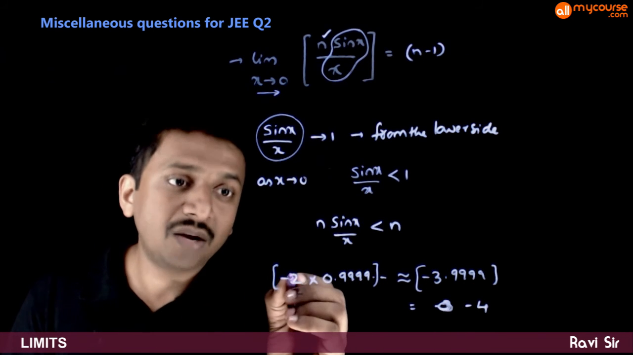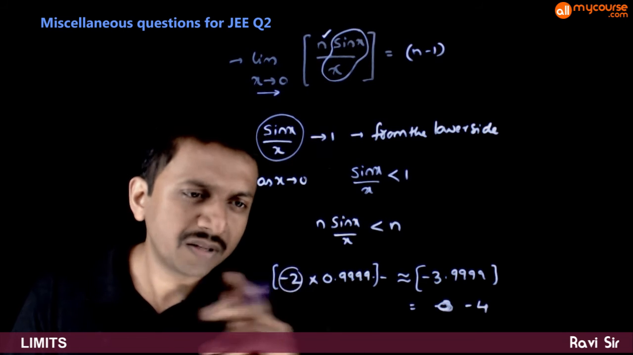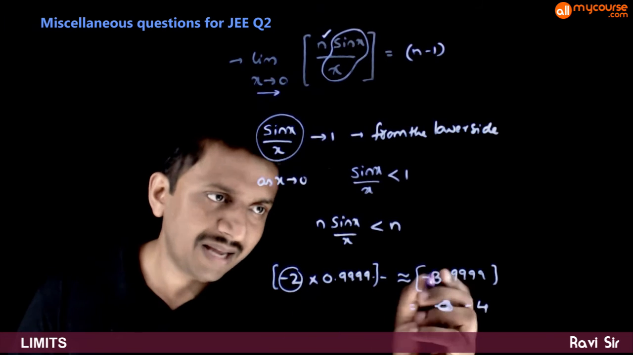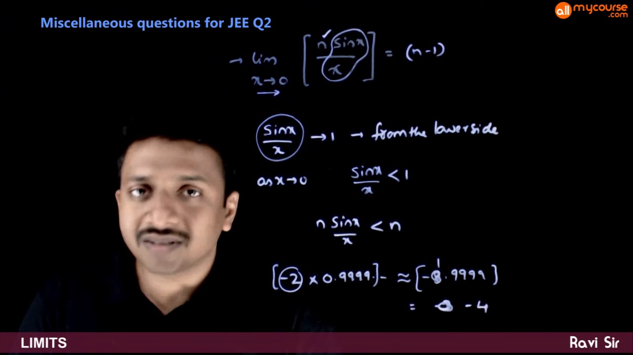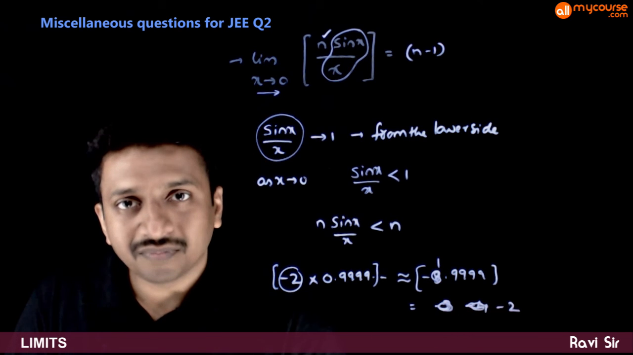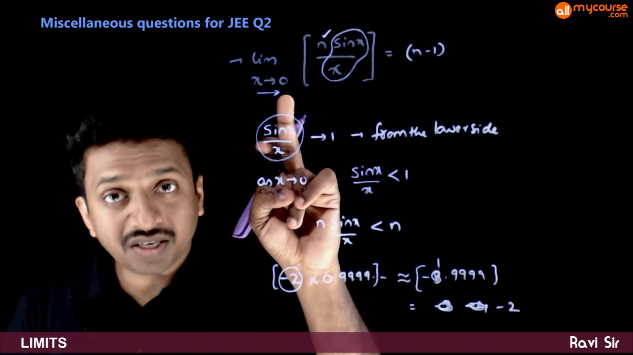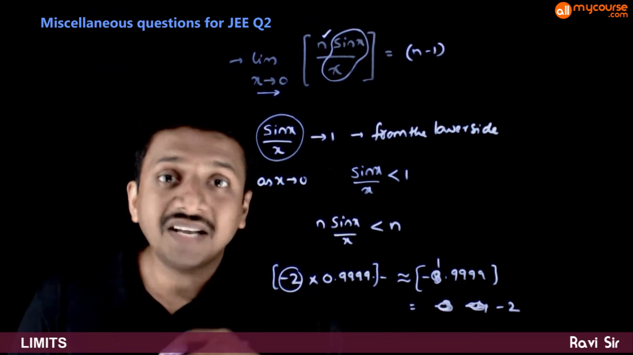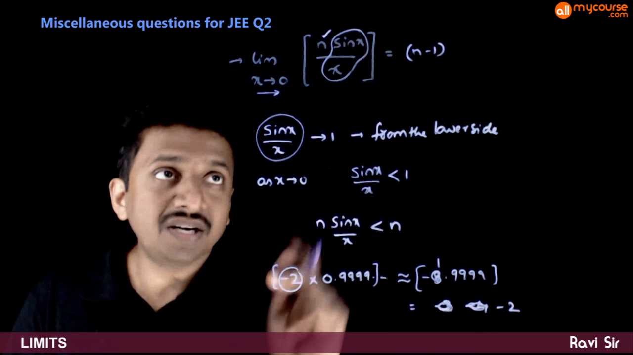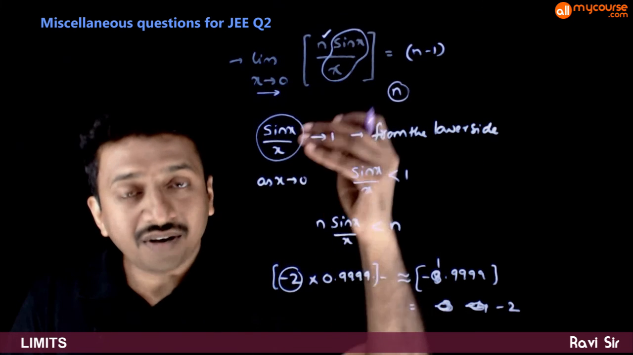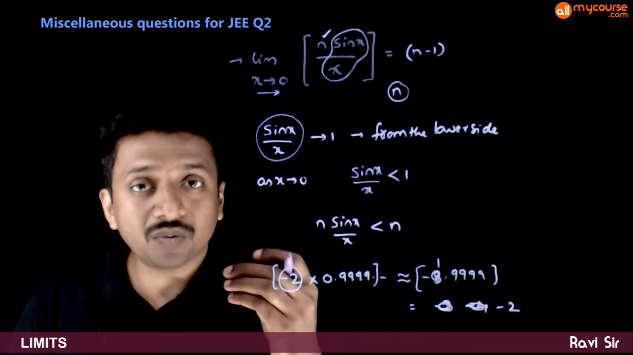So if n is equal to minus 2, minus 2 into 0.99, and so on, is minus 1.9999, right? And the integer part becomes equal to minus 2. So if n is a positive integer, the answer is n minus 1. If n is a negative integer, then the answer is n itself. So you have to be careful to see in the question what n is.